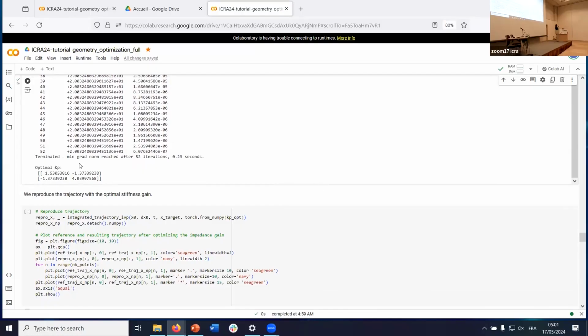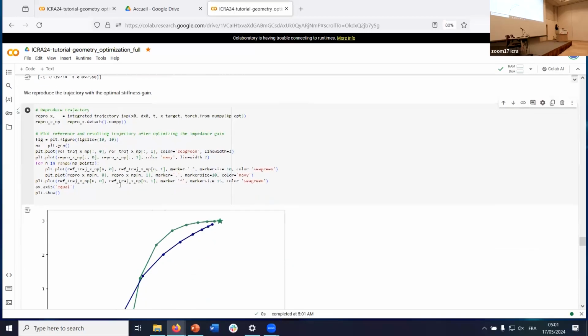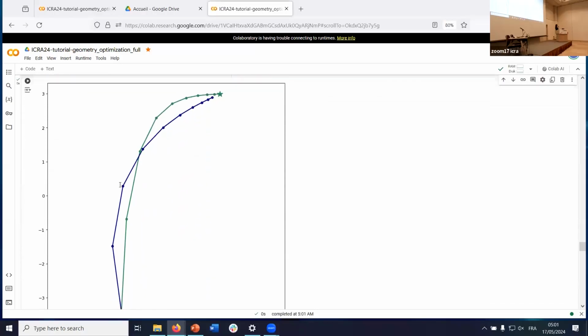Here I'm printing again the optimal stiffness, and we can plot the trajectory again. What you see is that we have a trajectory that is slightly better than what we had with the simple Riemannian gradient descent. Here we reach almost the target, and the shape is a little bit closer. Any questions on that part?